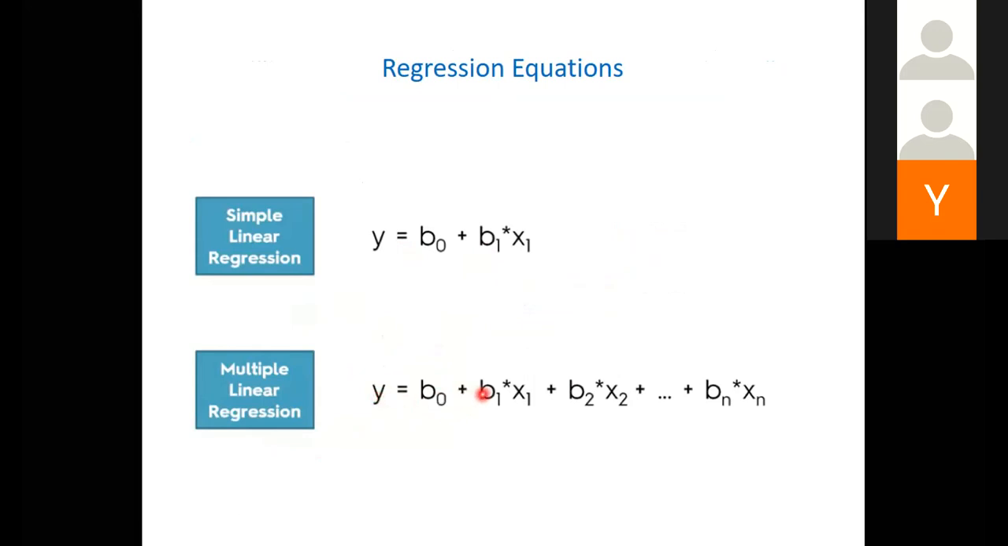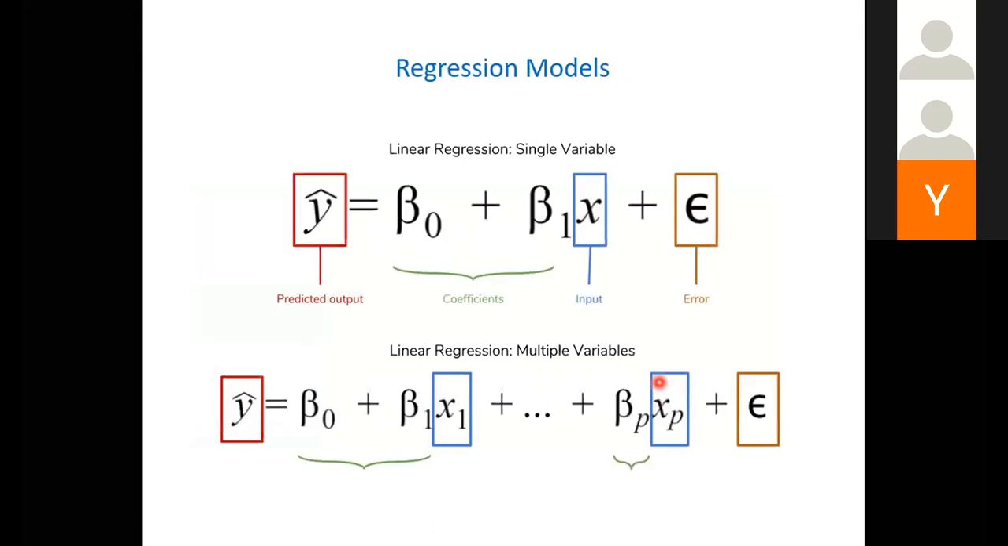B0 is still the constant. But because we don't have many x, this is B1 for S1. This is B2 for the second one. If there are many like that, each of them will have their own regression coefficient.